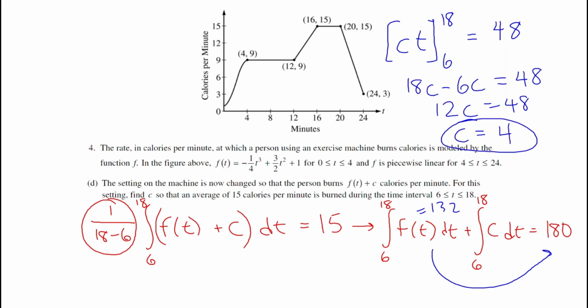And that's worth 2 points. 1 for the correct setup here with the mean value theorem, and 1 for the final answer. And that is the end here of this rate FRQ, which was question number 4 from the 2006 Form B AP Calculus AB exam.